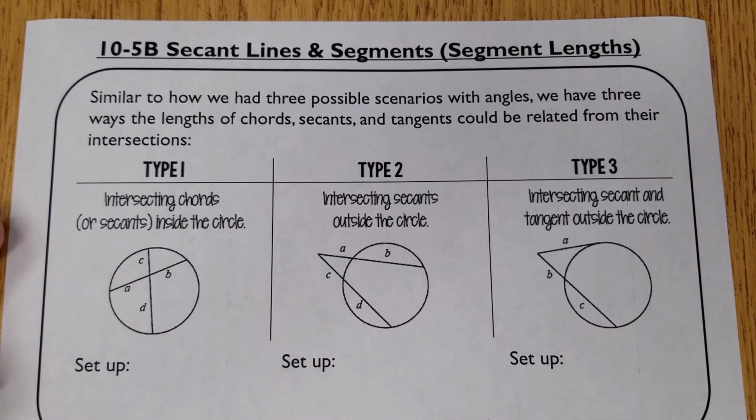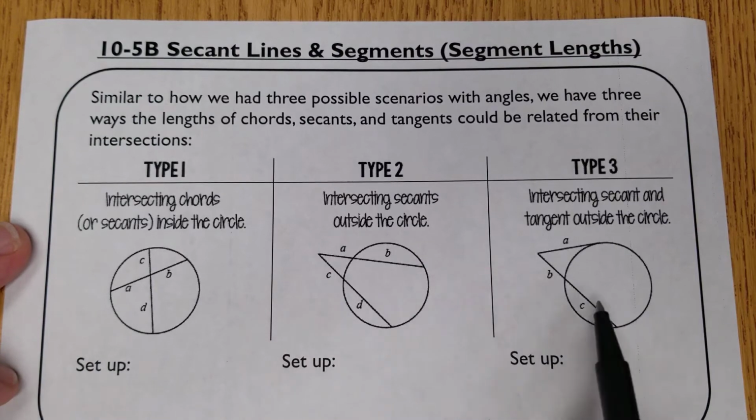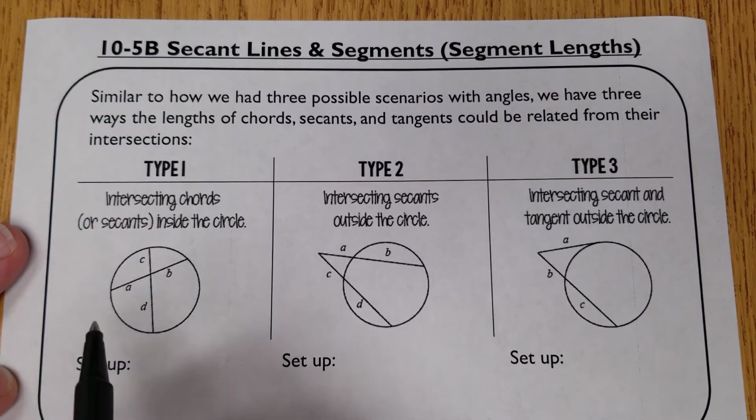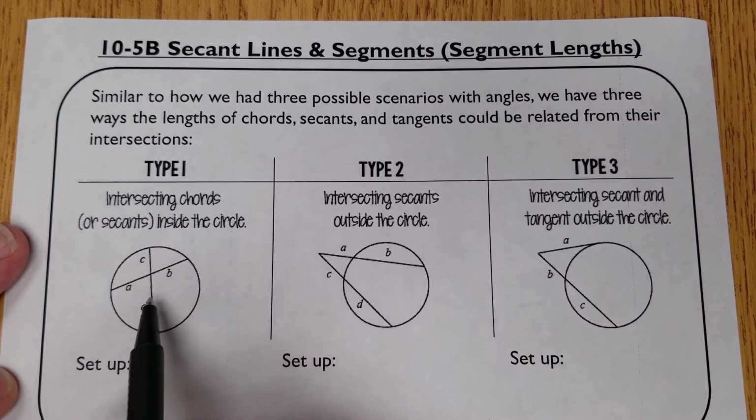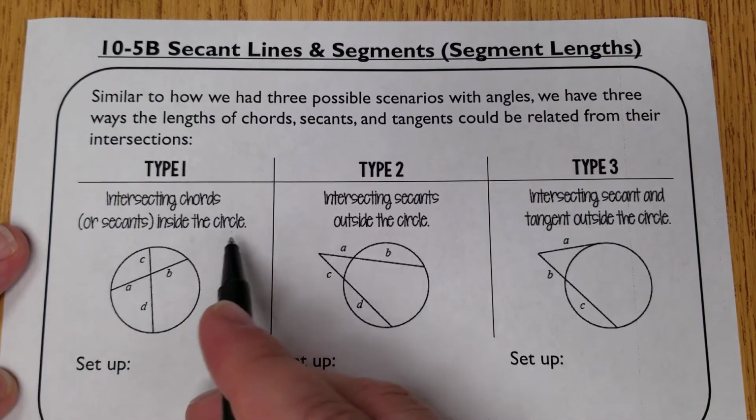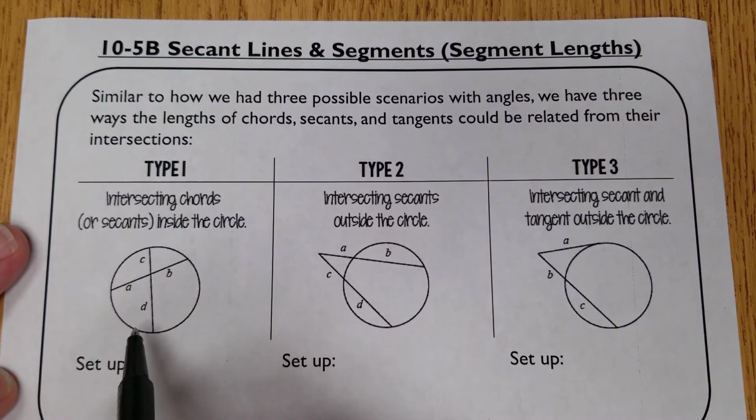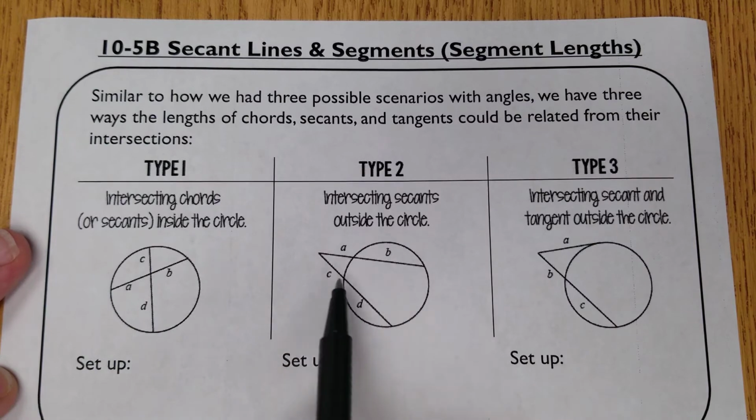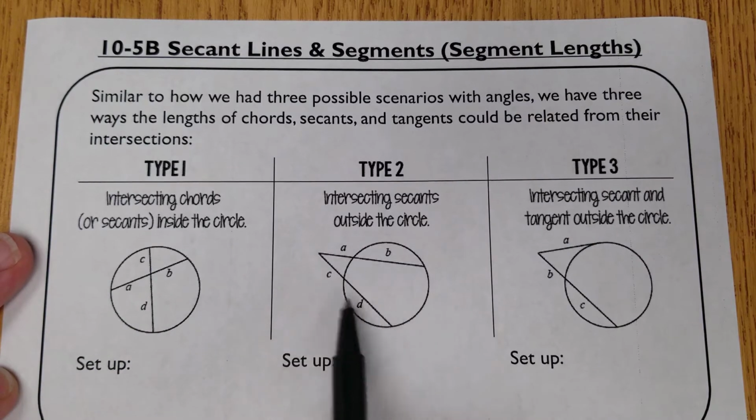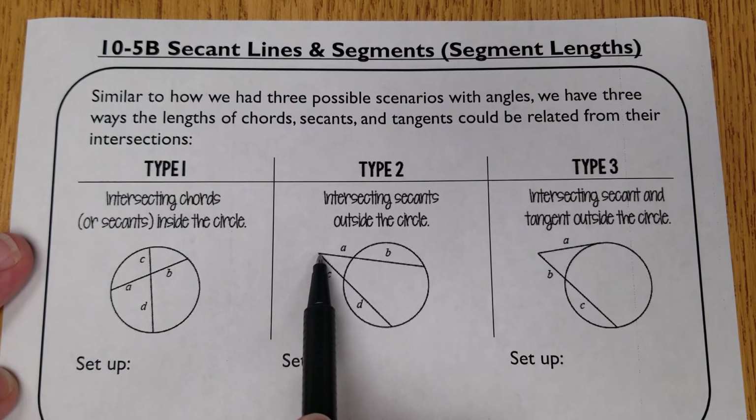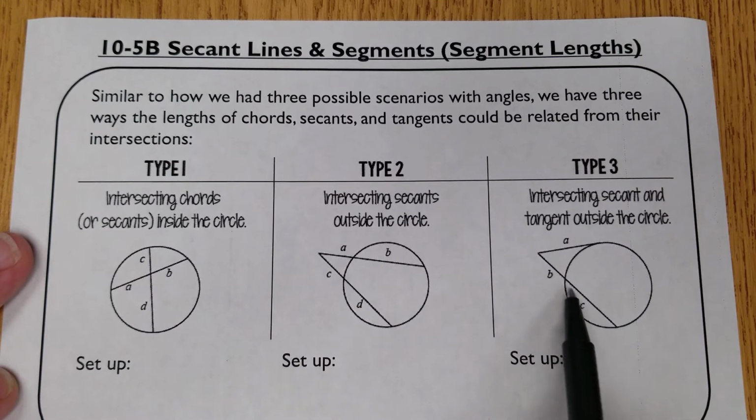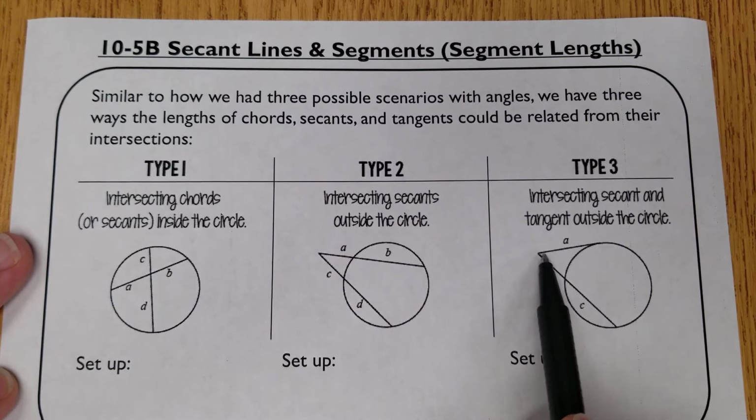So we still have three possible scenarios with the sides. It's still the same idea. We could have two chords, or if they were full lines, secants, intersecting on the inside of the circle. We could have two secants that intersect somewhere outside the circle, or we could have a secant with a tangent line that intersect outside the circle here.